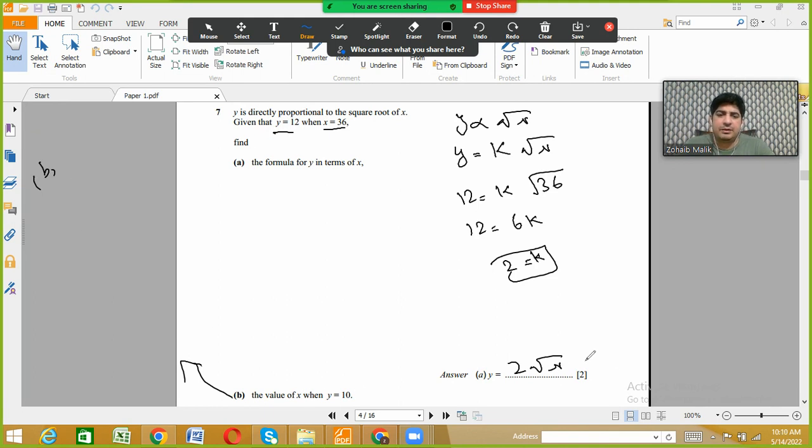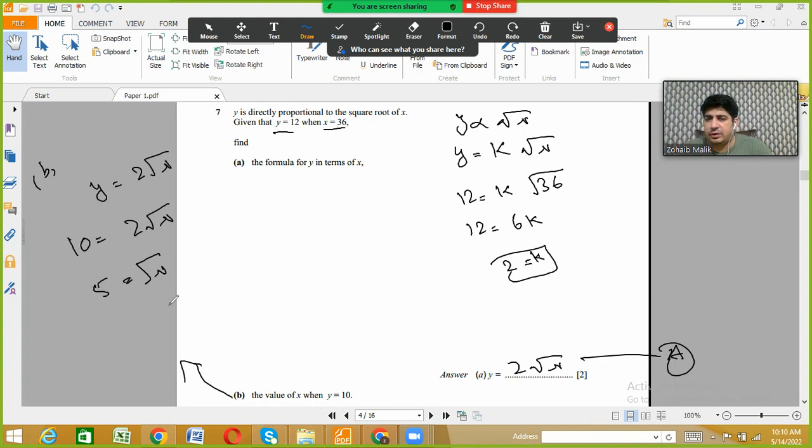It means we have the general formula now, y is equal to 2 square root x. If they're asking us to find x when y is equal to 10, we are simply going to replace y in the equation we have just formed. So y is 10, 2 square root of x. So we have to find x. 2 is multiplying here, it will be dividing there, 5. So for x we will be taking square on both sides, so x is equal to 25.